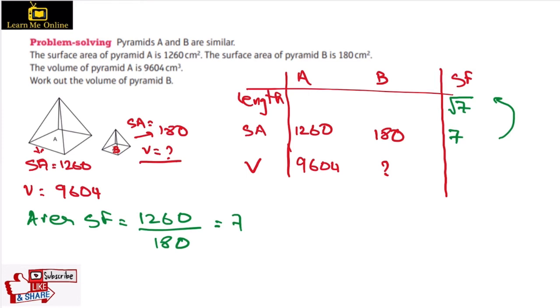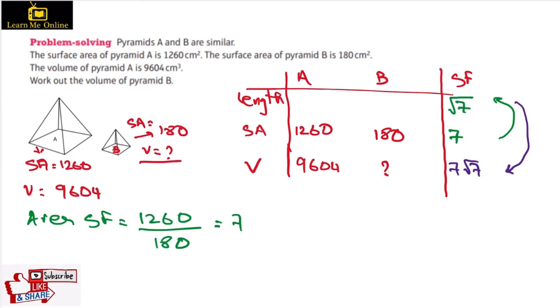Once you know what the length scale factor is and you're finding out the volume scale factor, you're going to do the cubing of it. So to find out from the length to the volume, I'm making a direction. That would be the cubing of it. That would be 7 root 7. Now we know the volume of A, and we know what the volume scale factor is.